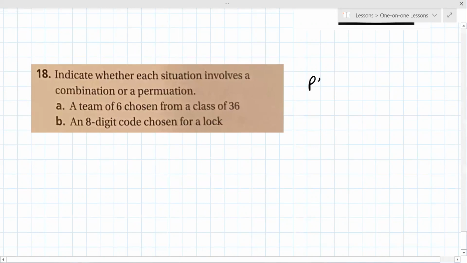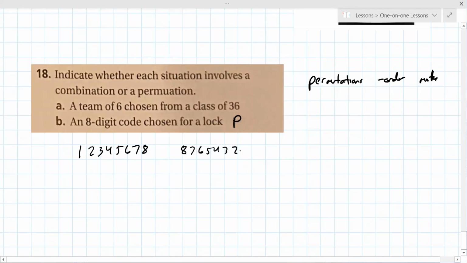Okay, so permutations, order matters. Let's look at B first. B is a permutation. Why would order matter? Well, if you have the numbers 1, 2, 3, 4, 5, 6, 7, 8 as your combination and you enter 8, 7, 6, 5, 4, 3, 2, 1, this one won't work because the code has to be done in a certain order, just like your password for your email or anything else has to be in the right order.